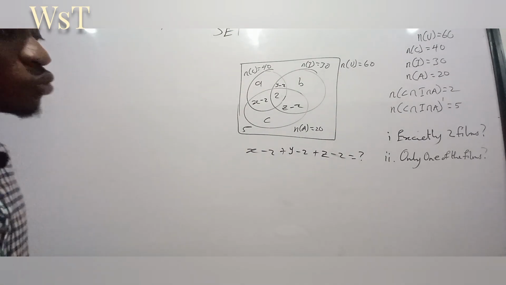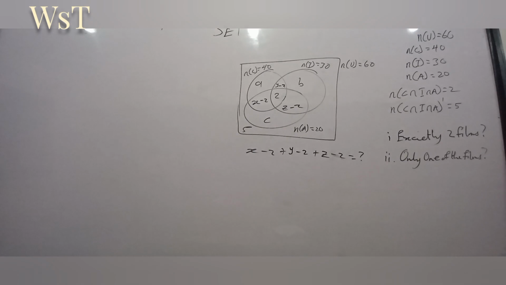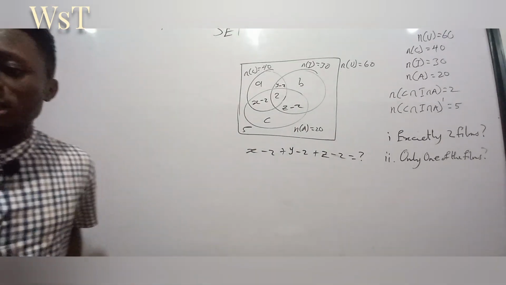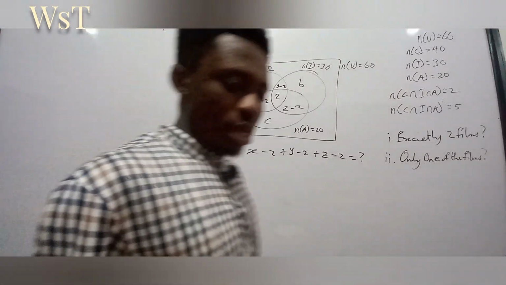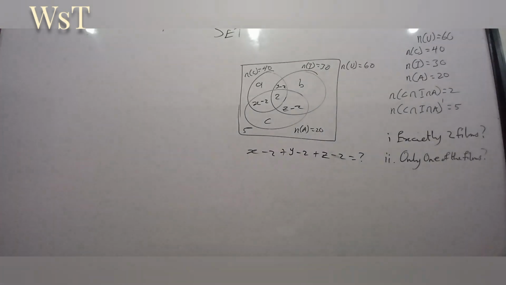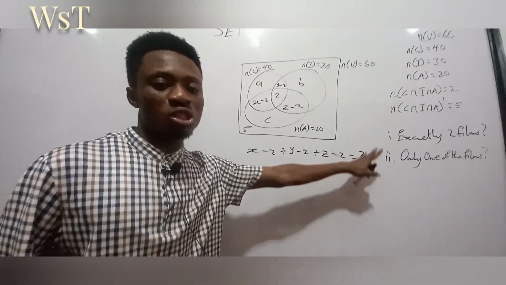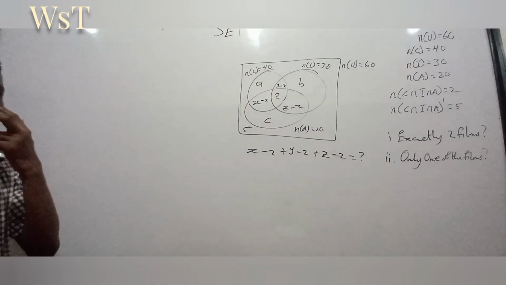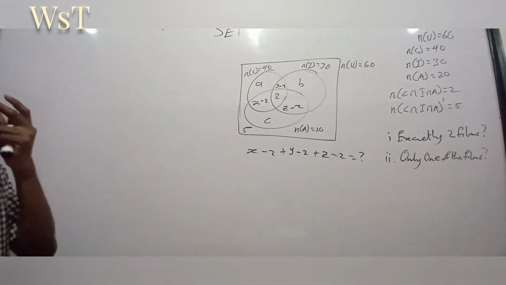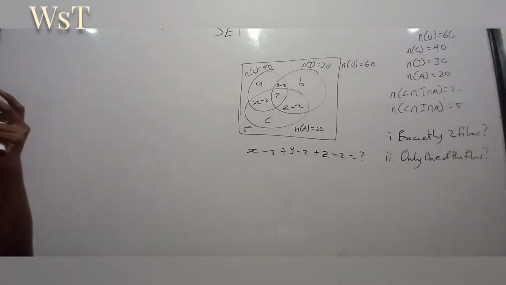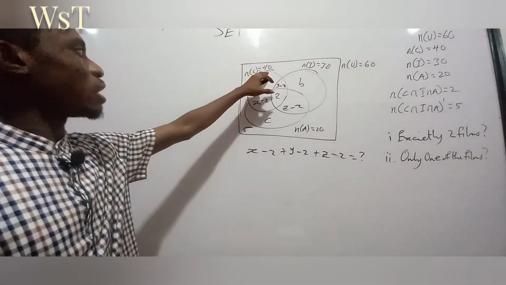We don't know. So to find exactly 2 films, the first thing you should find is the number of people who are watching 2 films. To be able to find exactly 2 films, you should first know the number of students watching the 2 films, and since the formula, you see the formula.